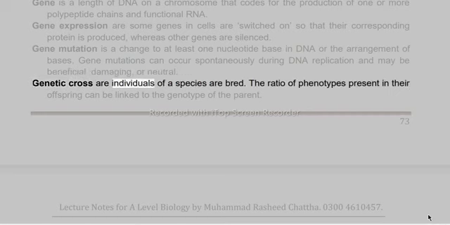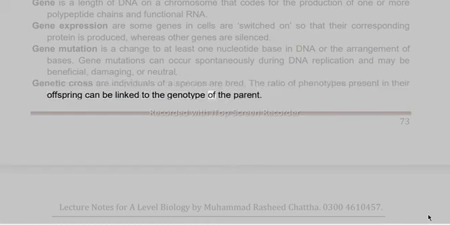Genetic cross: individuals of a species are bred. The ratio of phenotypes present in their offspring can be linked to the genotype of the parents.